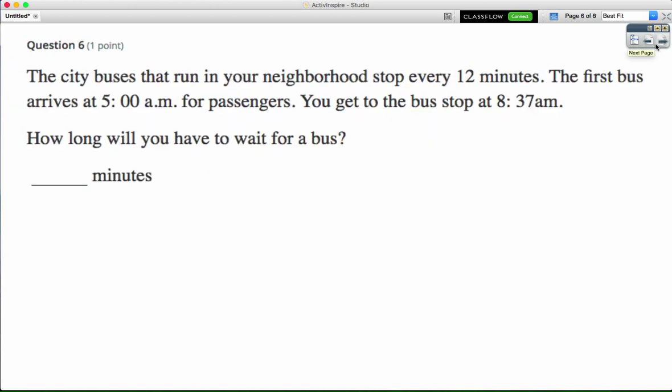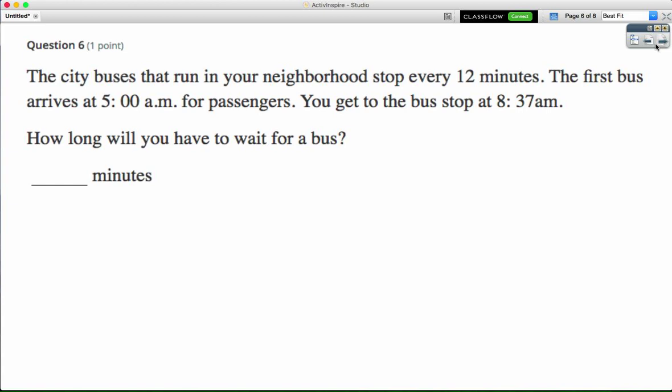So question 6, the city buses that run in your neighborhood stop every 12 minutes. The first bus arrives at 5 o'clock in the morning for passengers, and you get to a bus stop at 8:37. How long will you have to wait? Again, this is a reasoning problem. So this is a pattern, it is a sequence. It is going up every 12 minutes.